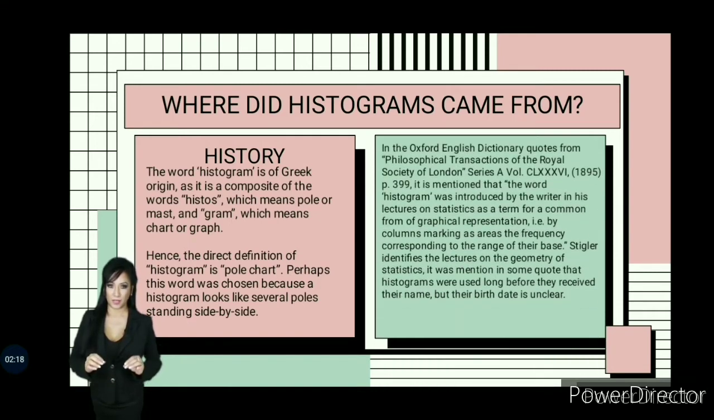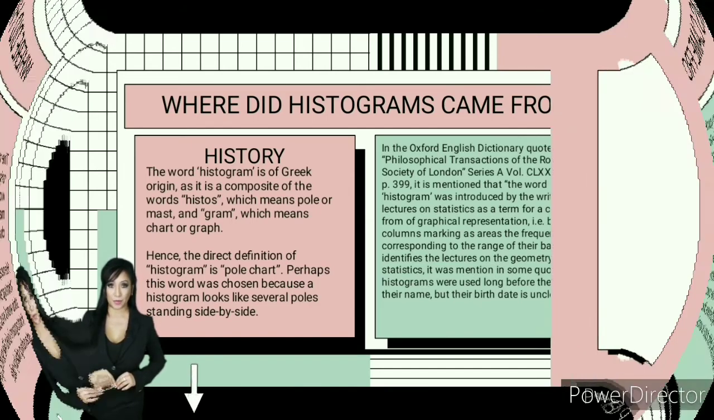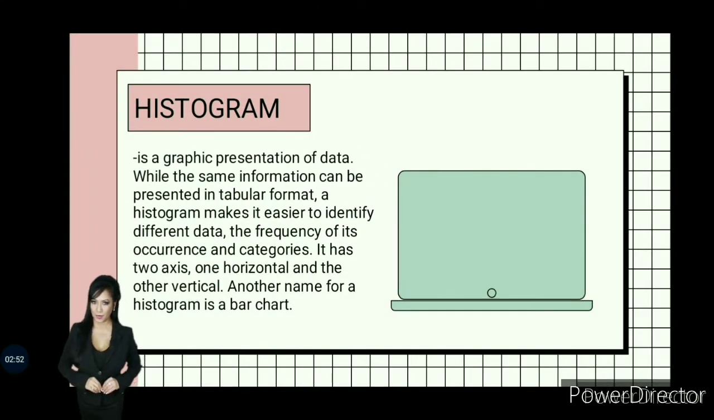In the Oxford English Dictionary, quoting from the Philosophical Transactions of the Royal Society of London, it is mentioned that the word histogram was introduced by the writer in his lectures on statistics as a term for a common form of graphical representation, by columns marking as areas the frequency corresponding to the range of their base. Stigler identifies the lectures as the 1892 lectures on the geometry of statistics. It was mentioned in some quotes that histograms were used long before they received their name, but their birth date is unclear.